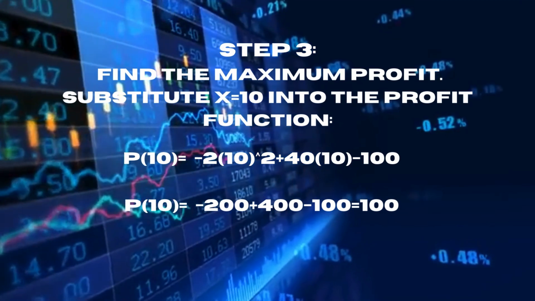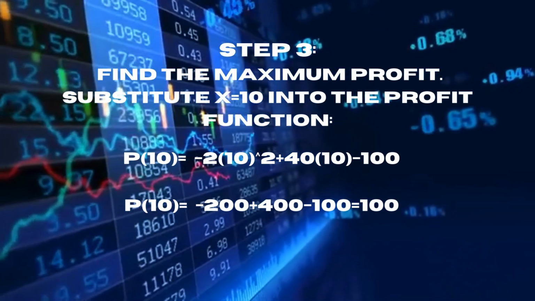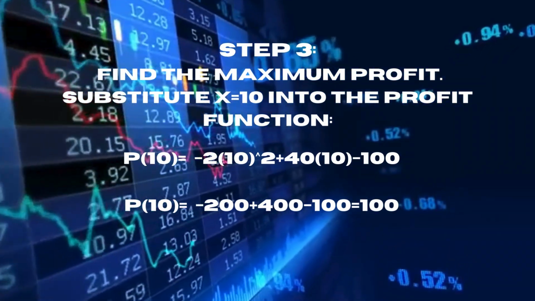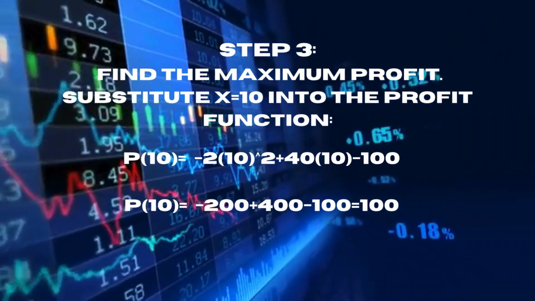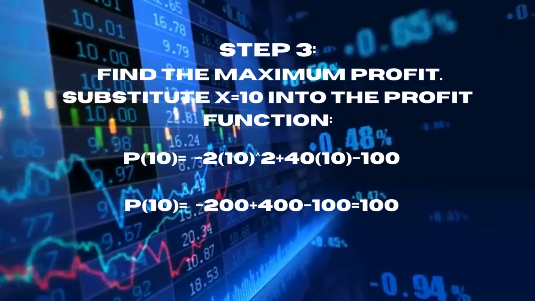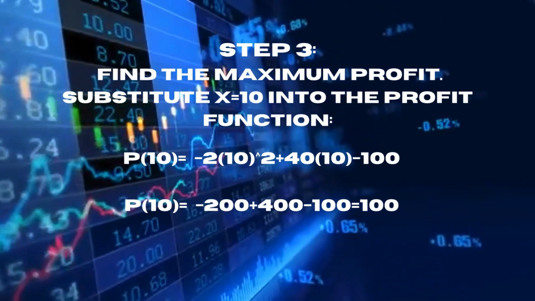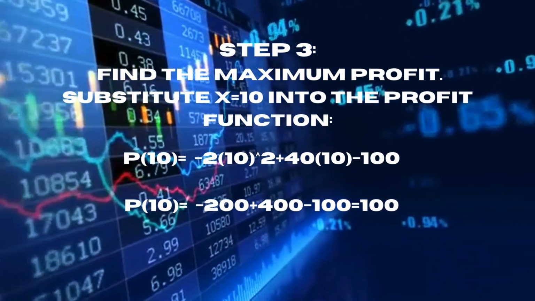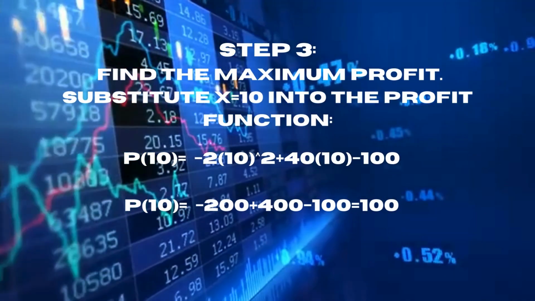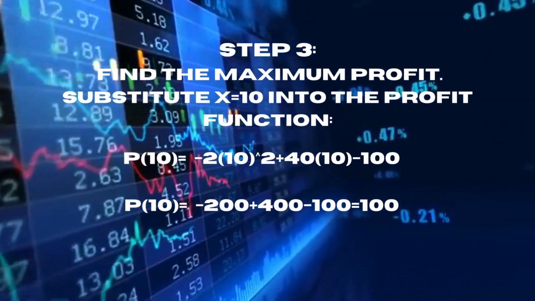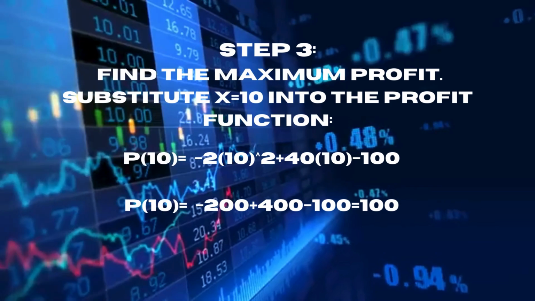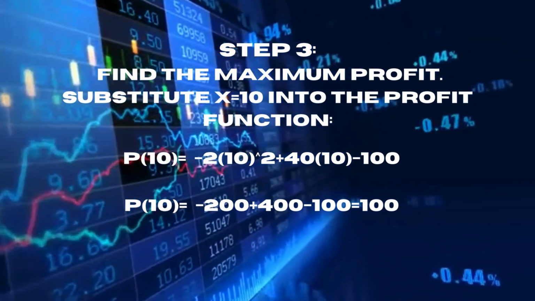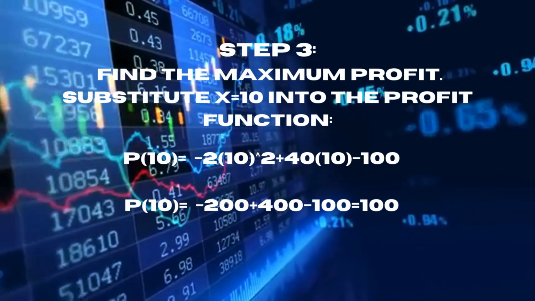Step 3. Find the maximum profit. Substitute x equal to 10 into the profit function. P(10) equal to negative 2 times 10 to the power of 2 plus 40 times 10 minus 100. P(10) equal to negative 200 plus 400 minus 100 equal to 100.